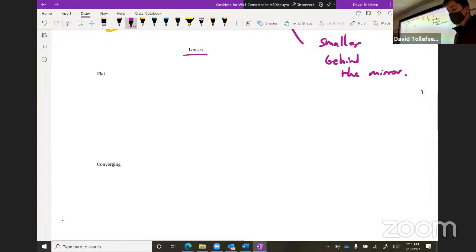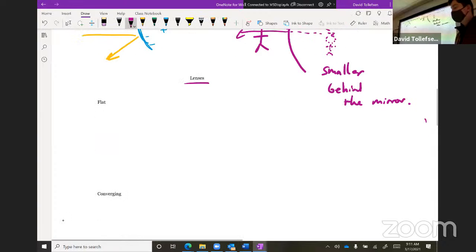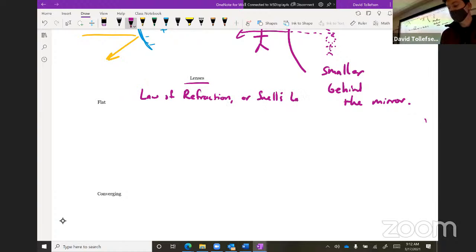Lenses. Lenses are the other way. Instead of reflecting light, what do lenses do? They go through, they bend light. So we have the law of refraction, or Snell's law. And if you have a lens with a different medium, a light ray coming in is going to bend a little bit.